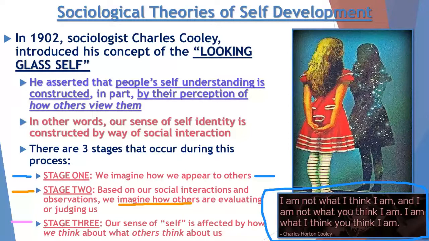Let's take the second example, the negative one. We saw a bunch of downvotes and people being mean about our appearance and our taste and our art and our pets. So then stage 3, we start to internalize those feelings. We start to think, I'm ugly.